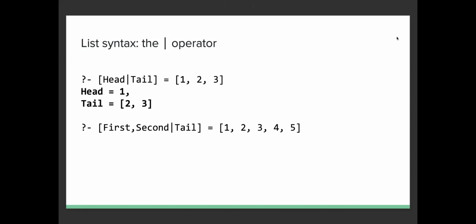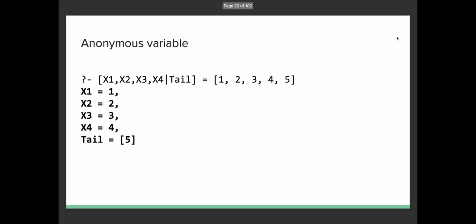Now, what you can do in Prolog is put multiple variables separated by commas on the left of the vertical bar, and that would mean that you want to match more than one element on the left, right? In Haskell, you would just put multiple colons before using the tail. So First is 1, Second is 2, and Tail is 3, 4, 5. Okay, easy, very good. Let's move on.